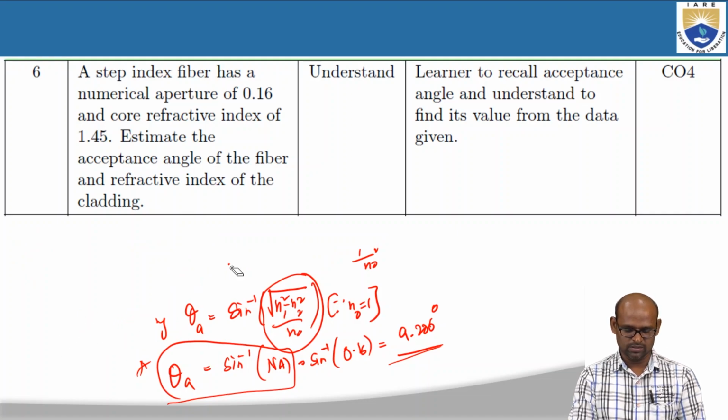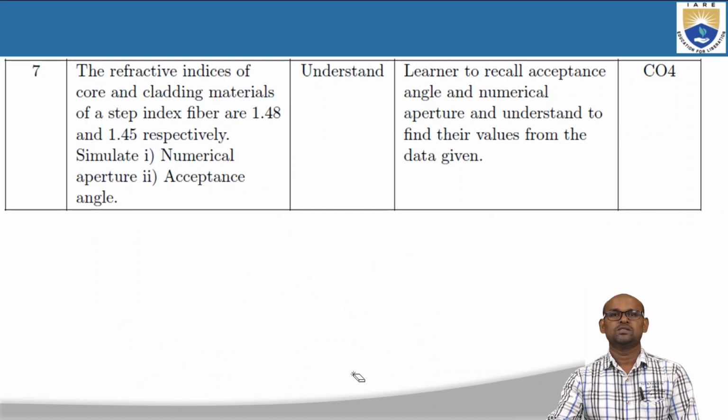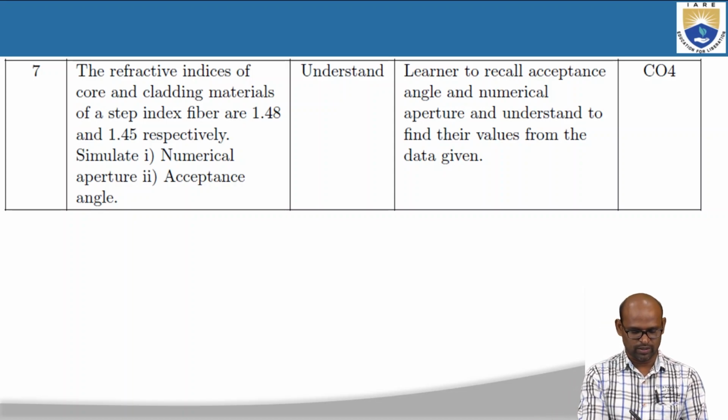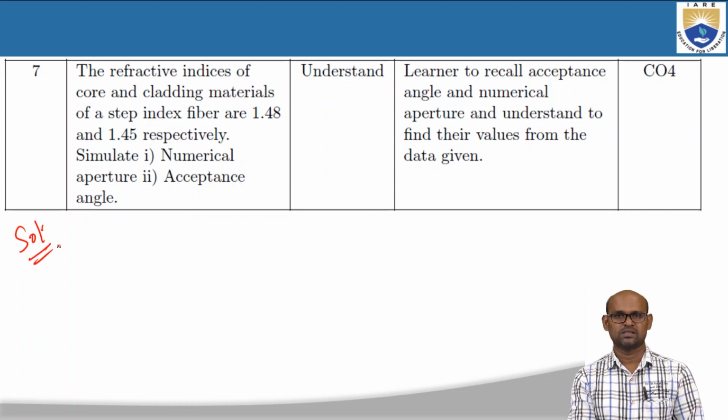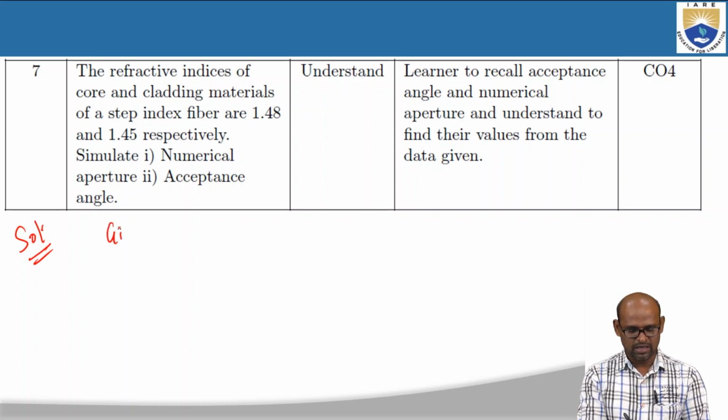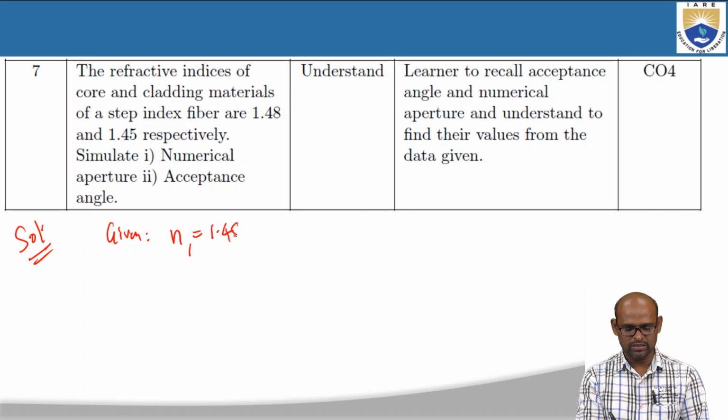So the next problem is the seventh problem. The refractive indices of core and cladding materials of a step index fiber are 1.48 and 1.45 respectively. Calculate numerical aperture and acceptance angle. Whatever they have given is the refractive index of core n1, 1.48, and refractive index of cladding n2, which is 1.45.